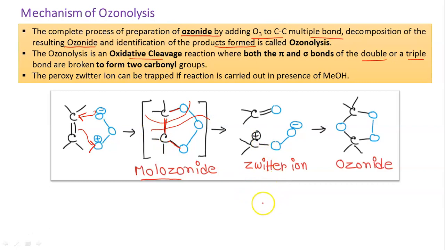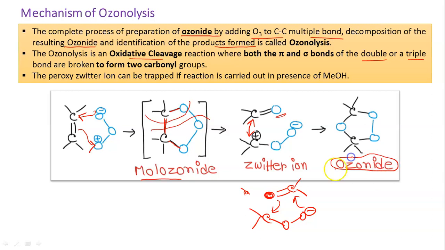Now this Zwitter ion and the carbonyl, if we write in this way, that is C this side, oxygen this side, now the attack will take place like this. So basically this oxygen is now coming between these two carbons. Okay, and from molozonide we are finally getting ozonide.